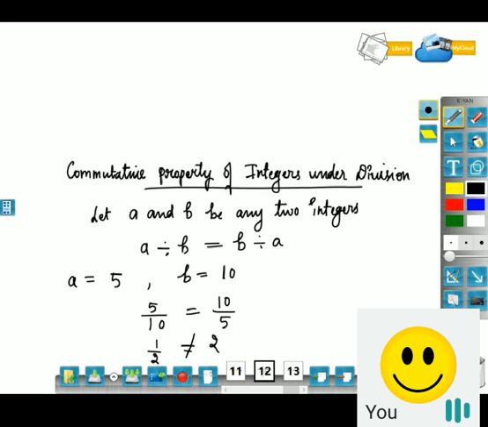How to check commutative property? Take any two numbers A and B. According to commutative property, A by B should be equal to B by A. Obviously, on putting some values for A and B, we are not going to get equal answers. Your left hand side will be different and your right hand side will also be different. So that's why integers are not commutative under division.